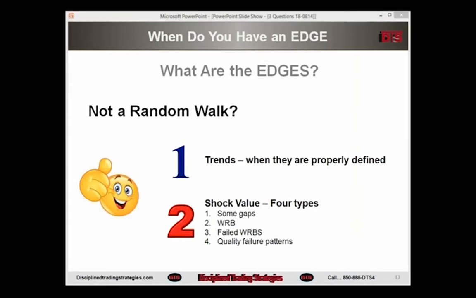So number two, if it's not a random walk, what is it? What are the two edges that I'm talking about? Here they are right here. These are the two edges, and basically anything you do, trading or investing, anything. I don't care if it's oil, cotton futures, commodities, the market itself, Qualcomm, Baidu, Facebook, I don't care what it is. You're doing one of these two things in some form or fashion. If not, you're trading random noise.